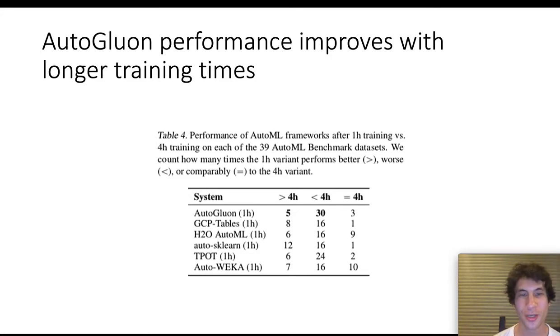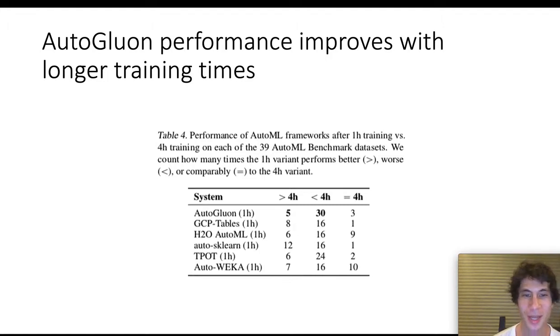Here we're showing results again for the 39 AutoML benchmark datasets. And we count how many times the 1 hour variant outperforms the 4 hour variant, how many times it's worse than the 4 hour variant, or on how many datasets it is equal to the 4 hour variant in terms of performance, roughly equal, of course. And so here we see that for AutoGluon, the 1 hour variant is only better than the 4 hour variant on 5 datasets, but the 4 hour variant is better than the 1 hour variant on 30 datasets.